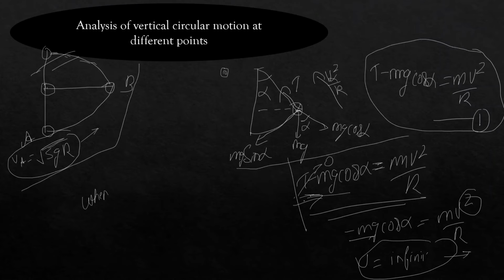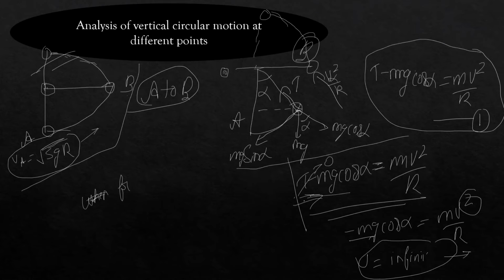We are doing the analysis between A to B. At B to C something will change, because the direction of forces changes. So in the next slide we will do B to C, but now we are doing A to B. So from A to B, what are the certain things we can say by seeing this equation?